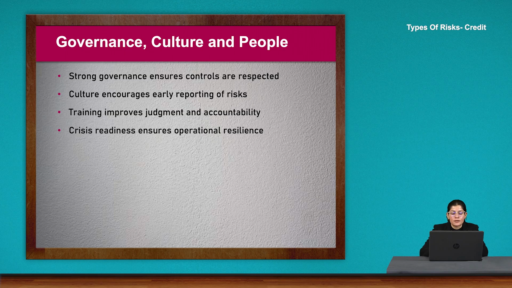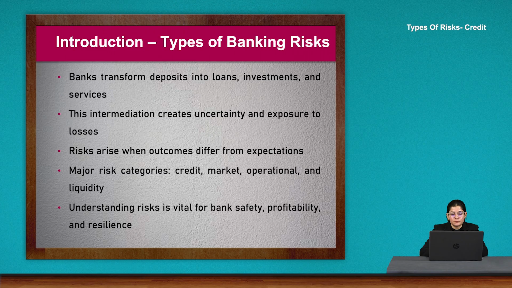Another one is crisis preparedness. So effective business continuity planning ensures a rapid response to disruption. Clearly defined responsibilities, backup systems, and frequent testing determine the resilience during the crisis.